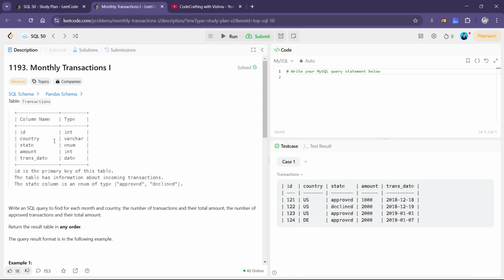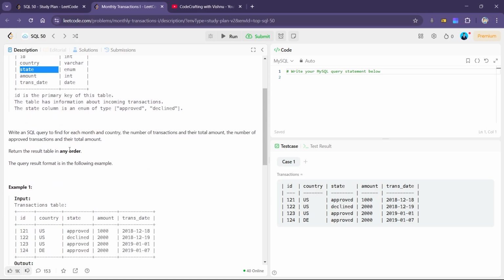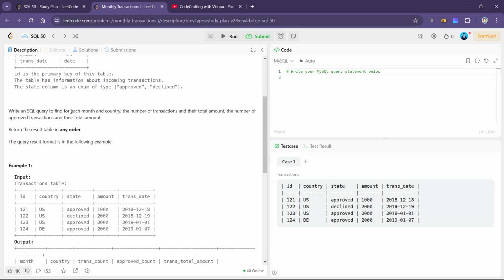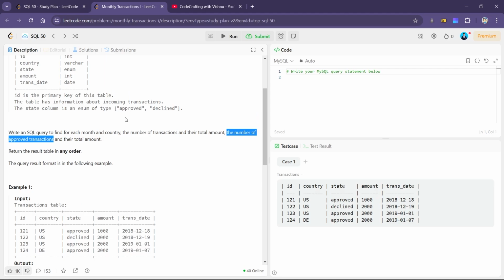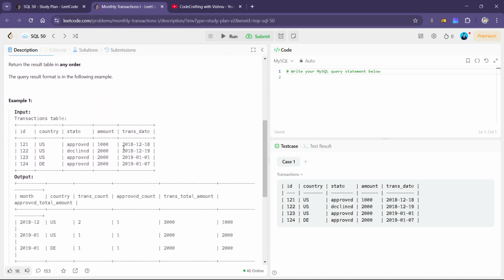Okay. So in this question, we are given a Transactions table which has 5 columns: id, country, state, amount and transaction date, where id is the primary key and the table has information about incoming transactions. The state column is an enum of type approved or declined, which means a transaction can be approved or declined. Now we have to write an SQL query to find, for each month and country, the number of transactions and their total amount, and the number of approved transactions, meaning where the state is approved, and their total amount. We can return the result in any order.